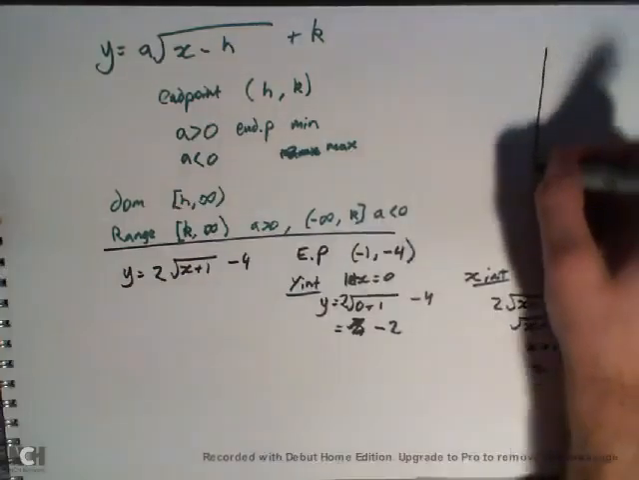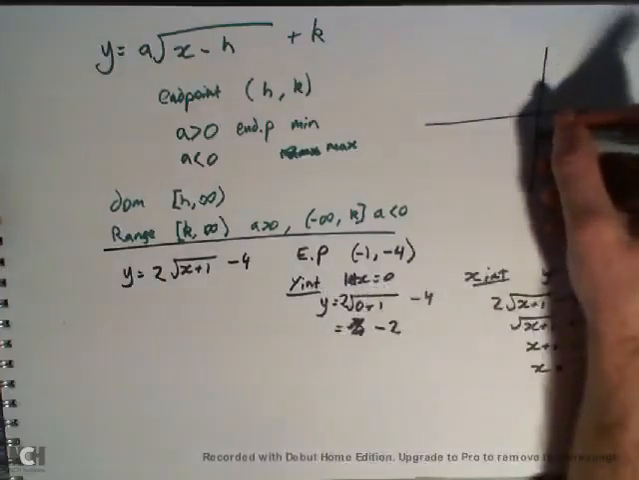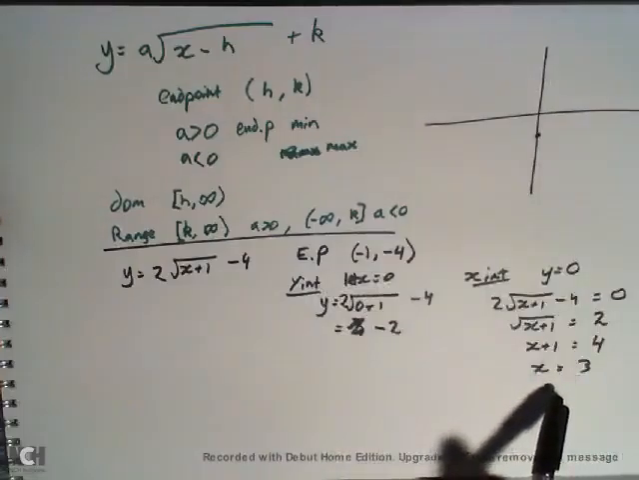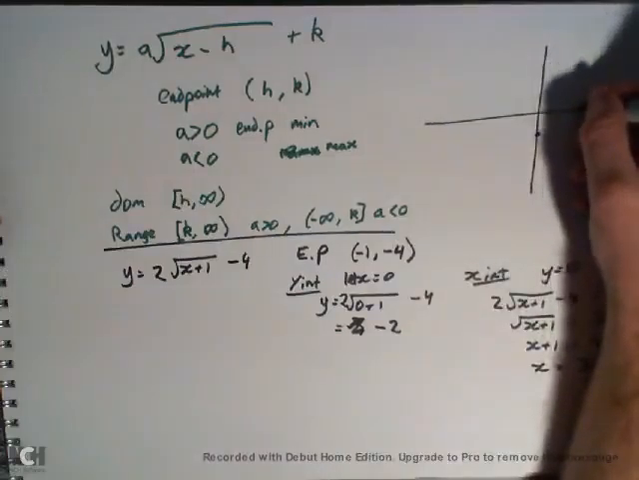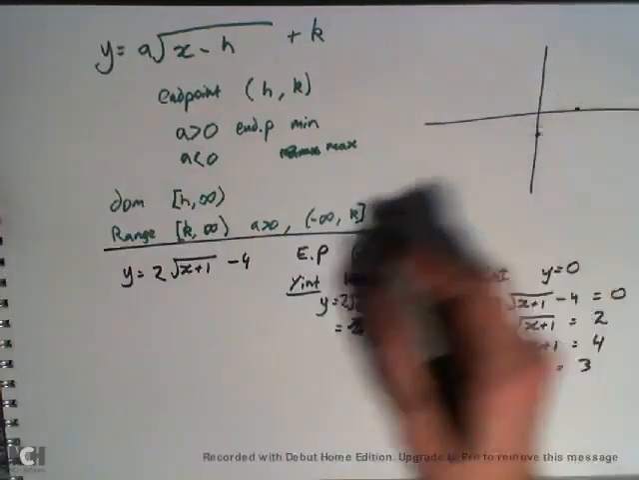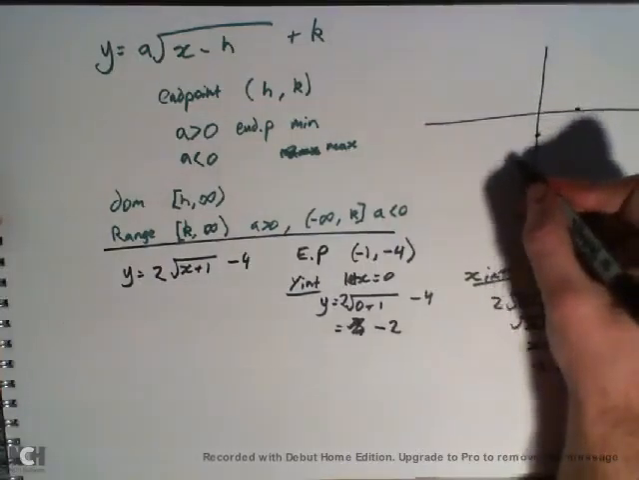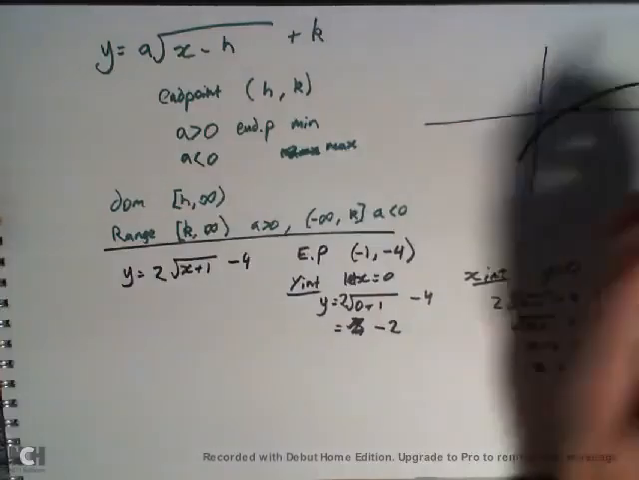Okay, from there I've got my points. So we've got minus 2 for our y-intercept. We have positive 3 for my x-intercept. And we've got an endpoint at minus 1, minus 4. So down here somewhere. So connecting the dots should look like that.